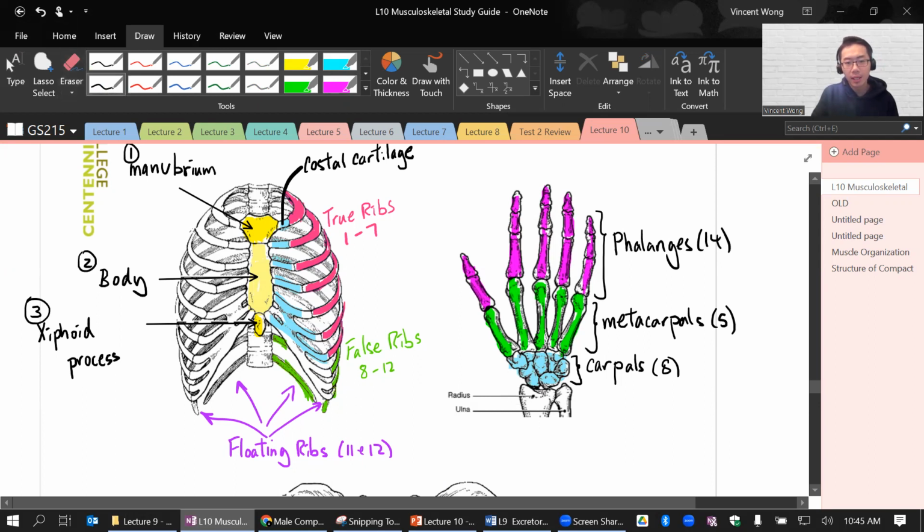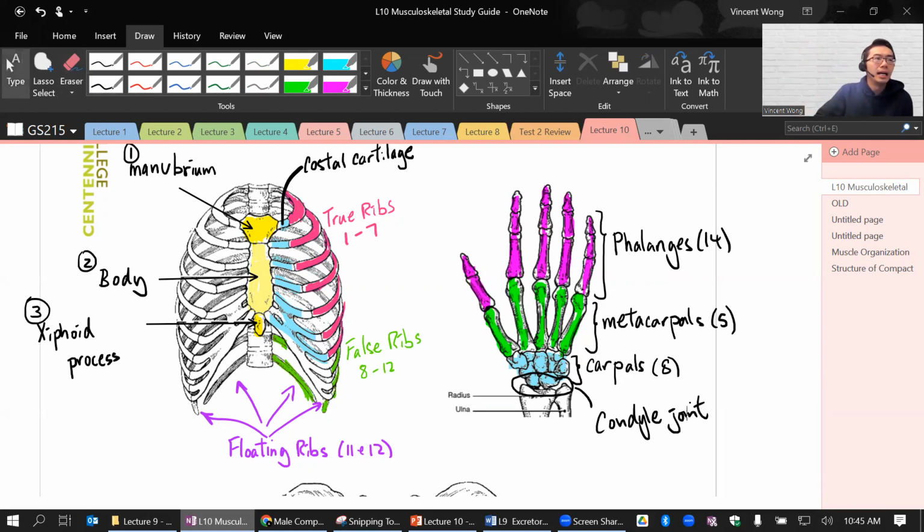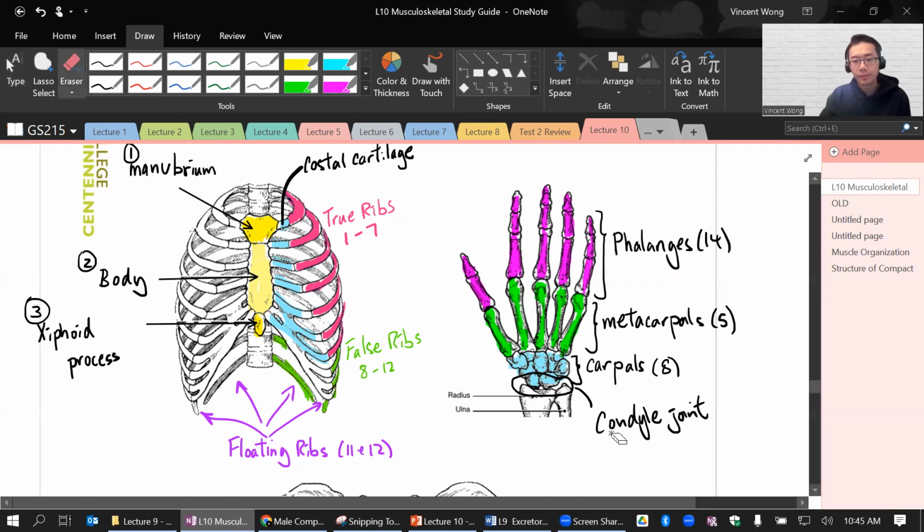Then we have the radius and the ulna, and this here is called a condyloid joint, which allows side to side motion. I think I spelled that wrong. Sorry. Condyloid joint. Any questions about the hand?